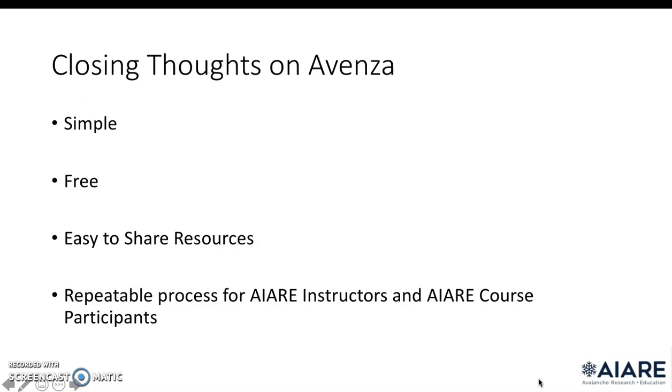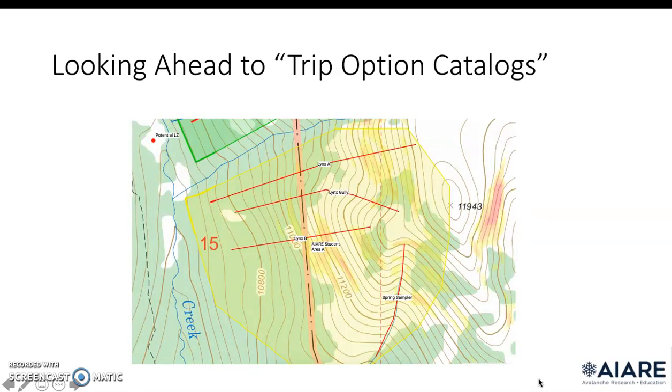This is not the only way to work with trip option catalogs, or to tie it back to the AIARE framework, this is not the only tool to investigate trip options, but it is a really simple, free, and repeatable process. So during the webinar, we'll continue to unpack trip option catalogs. Here's an example from Vail Pass. You can see it's color coded and there's different zones and there's runs. And so we'll get into ways to organize your trip option catalogs during the webinar.